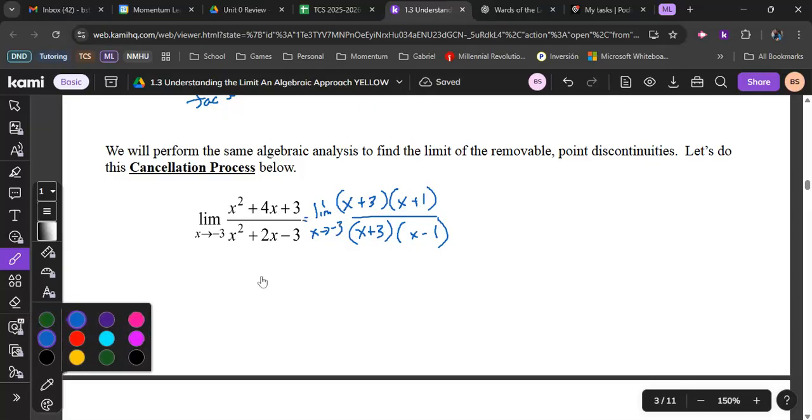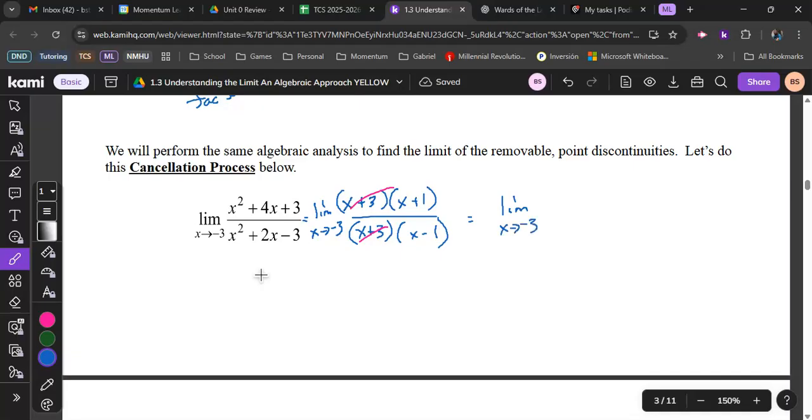Now, of course, we like that because we can see that those x plus 3's cancel, which means I'm really doing the limit as x approaches -3 of x plus 1 over x minus 1. Now I can plug it in. -3 plus 1 is going to be -2. Negative 3 minus 1 is negative 4. The negatives cancel, and I get a half, which is exactly what we got in the picture, right? So that's good. If we got something different, we should be worried.